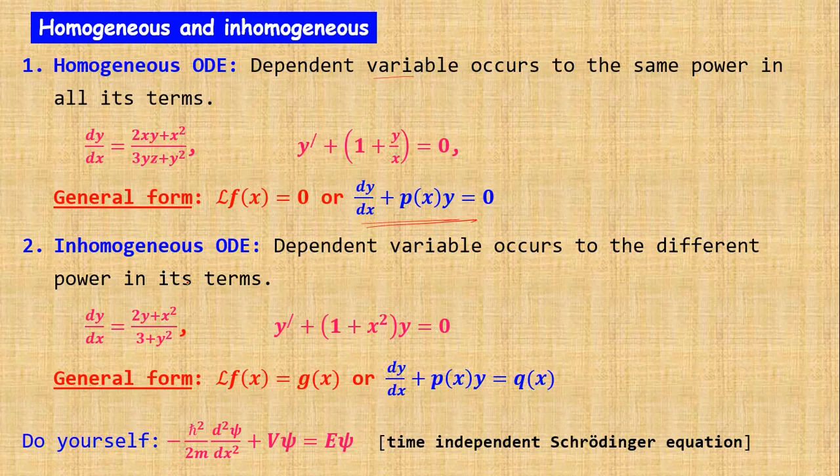An inhomogeneous equation is the opposite of the homogeneous equation, where the power is not the same. And this is your homework, do it yourself. That is the time dependent equation. Is this homogeneous or not homogeneous?